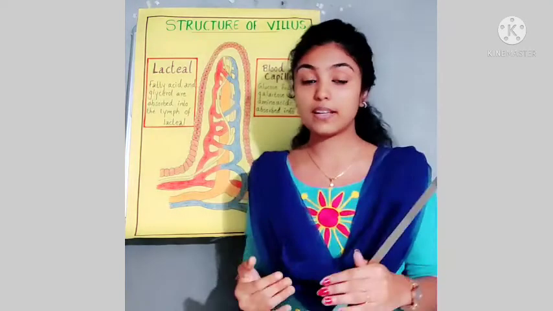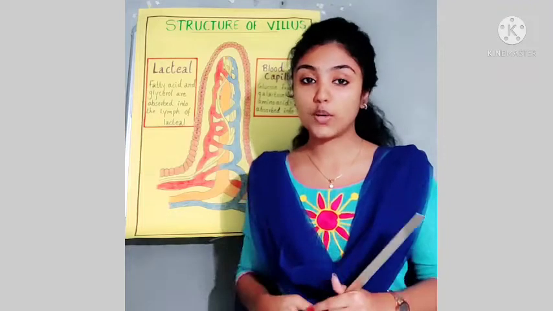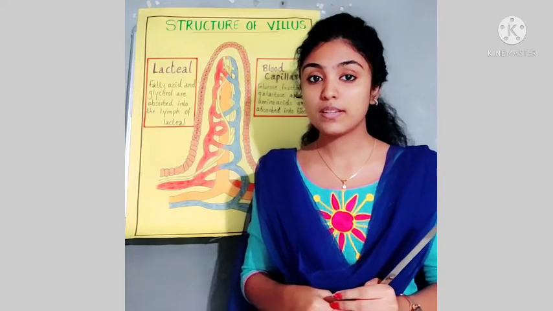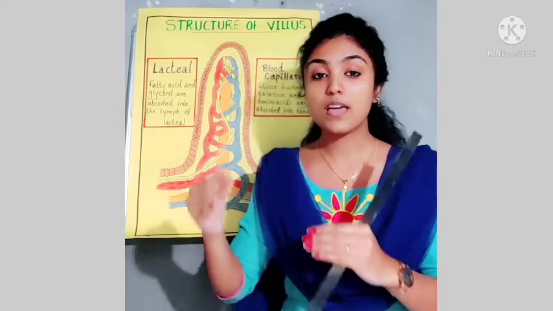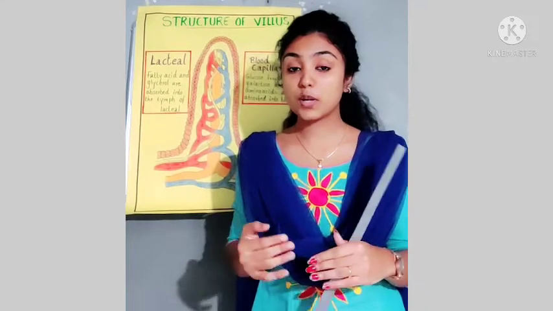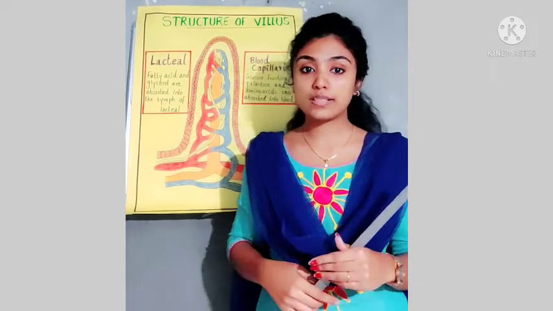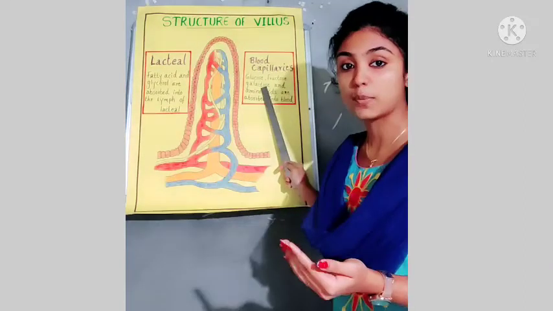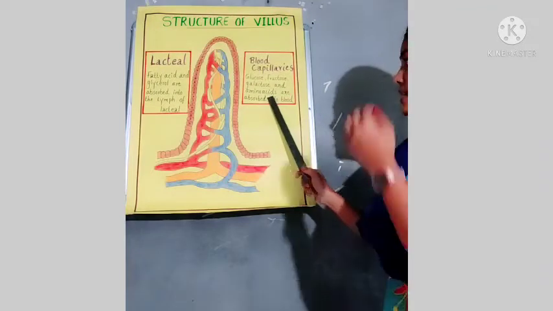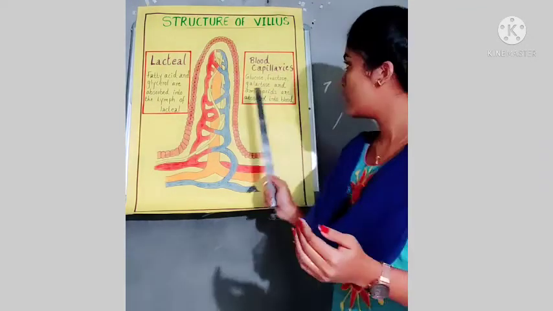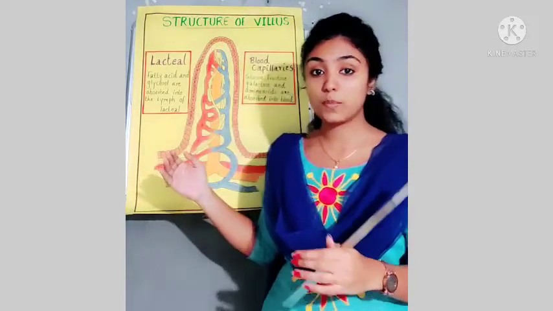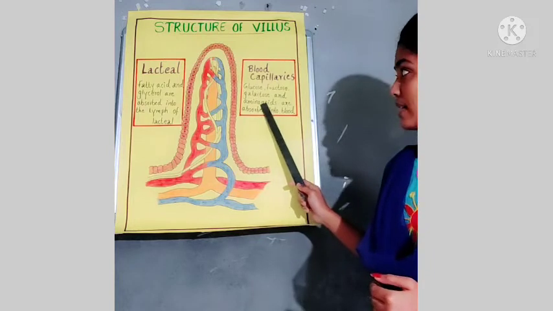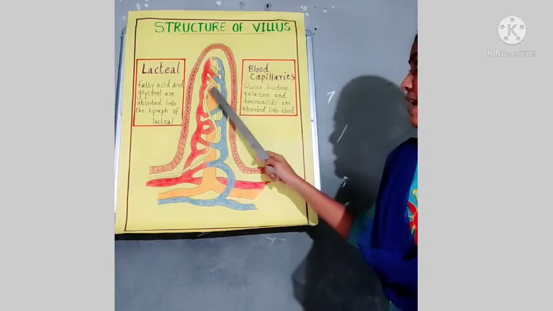So we already studied in last class about the end products of various nutrients. So which are the end products of carbohydrate? Yes, glucose, fructose and galactose. And the end product of protein is amino acid. So glucose, fructose, galactose are the end products of carbohydrate, and amino acid is the end product of protein. So all these items are absorbed through the blood capillaries.